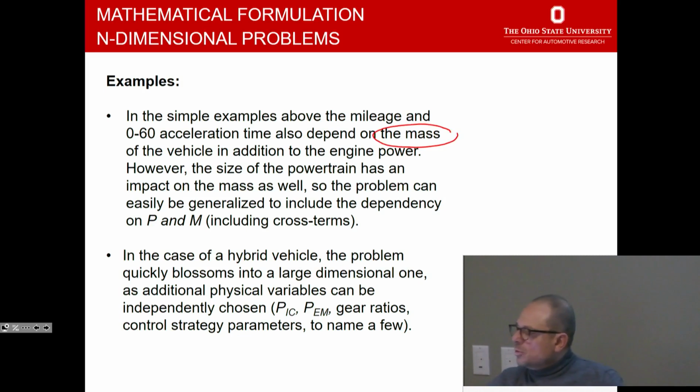So we purposely ignored mass in the first problem. Regardless of how we changed the powertrain size from 50 kilowatts to 150 kilowatts, I forget what the number was, 175, we had a constant vehicle mass. Is that true? No, it's not, because a 4-cylinder engine has less mass than a 6-cylinder engine, which has less mass than an 8-cylinder engine.